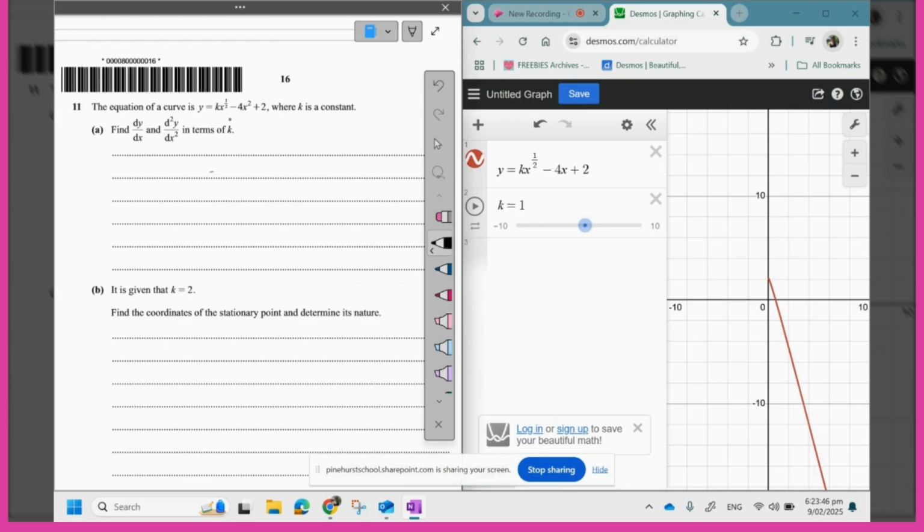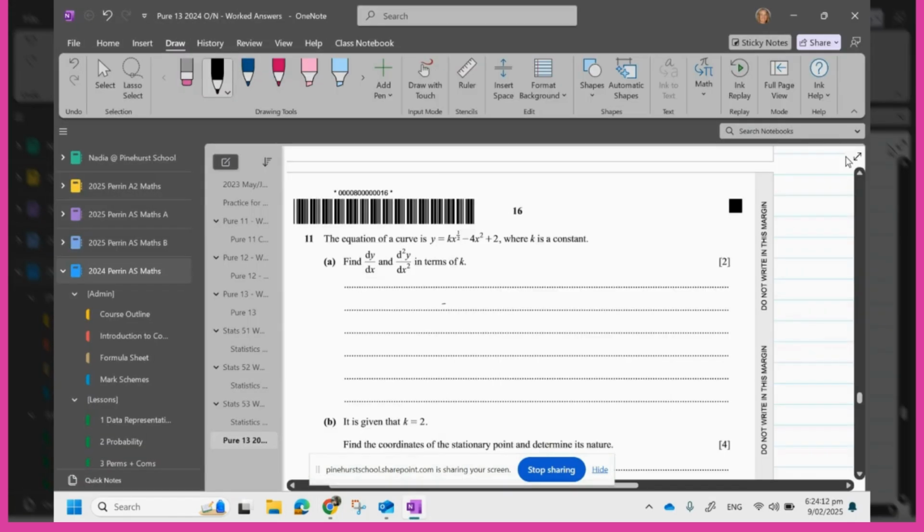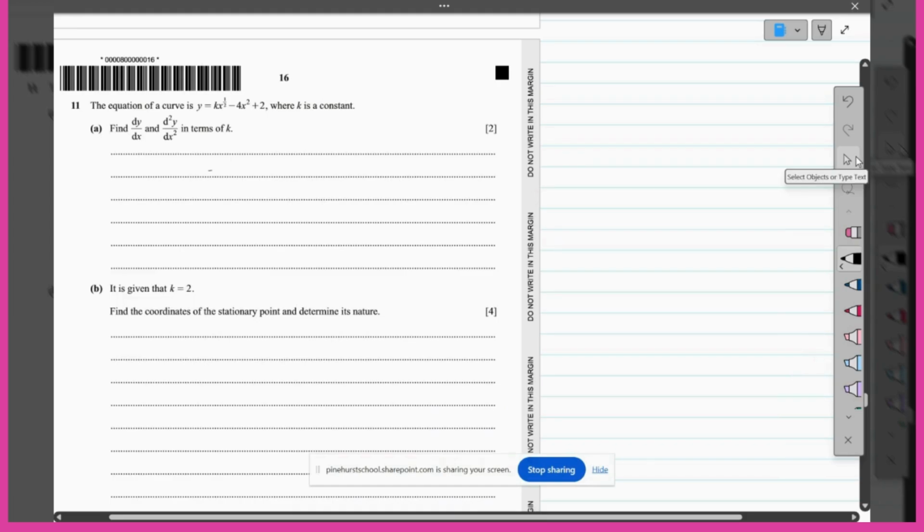K is a constant, so we don't know what K is, and throughout the question, K has different values. So I've drawn it over here, and you can see I've given K a slider. And basically, as K changes, so does the graph. So we can see it have more of a turning point when K gets higher, like that. So let's have a look at this first question, which doesn't require us to know anything about K.